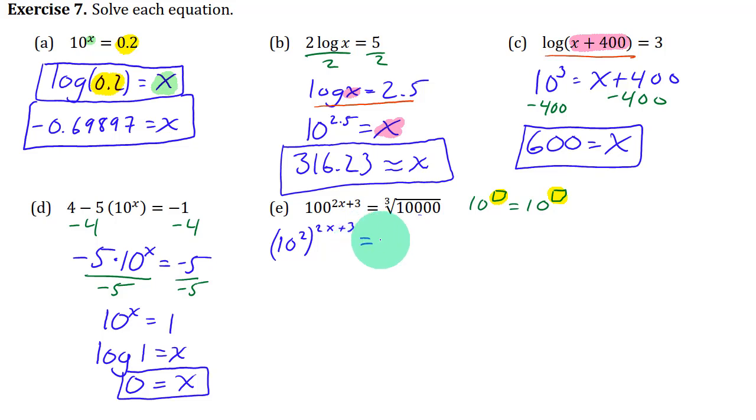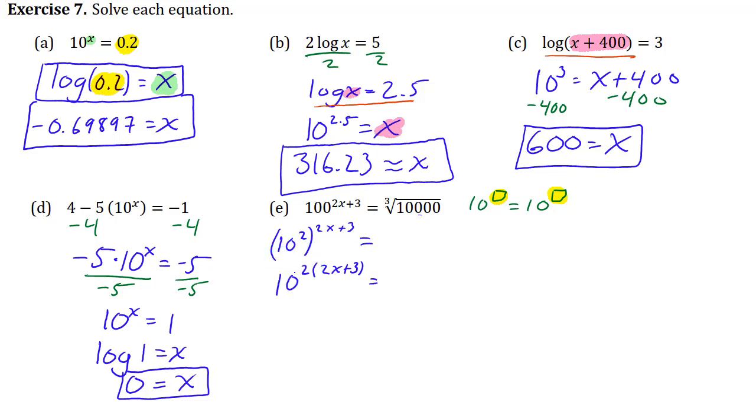And that's that. And then if I just want to write this as 10 to a power, if you have a power to a power, you need to multiply those. So this is going to become 10 to the power 2 times 2x plus 3. So that way we just have 10 to a power over here.